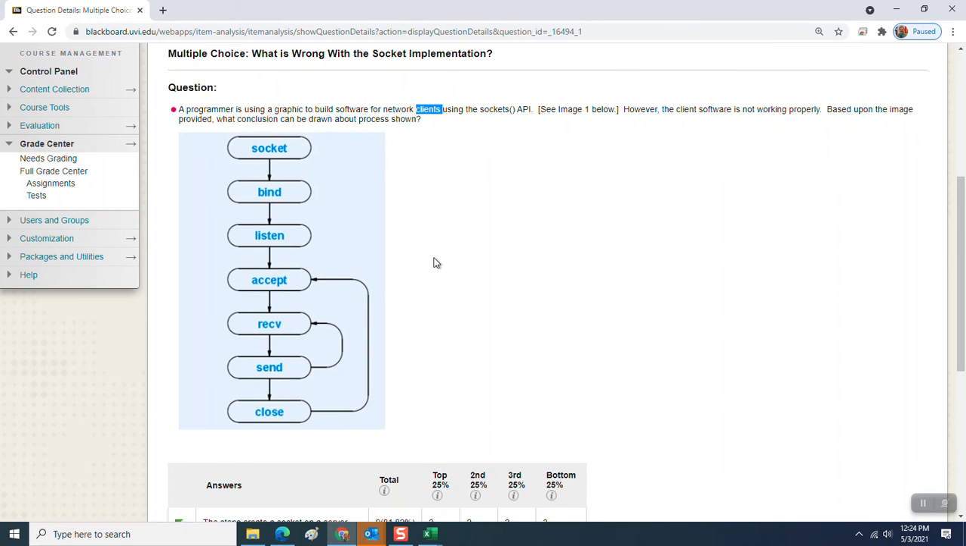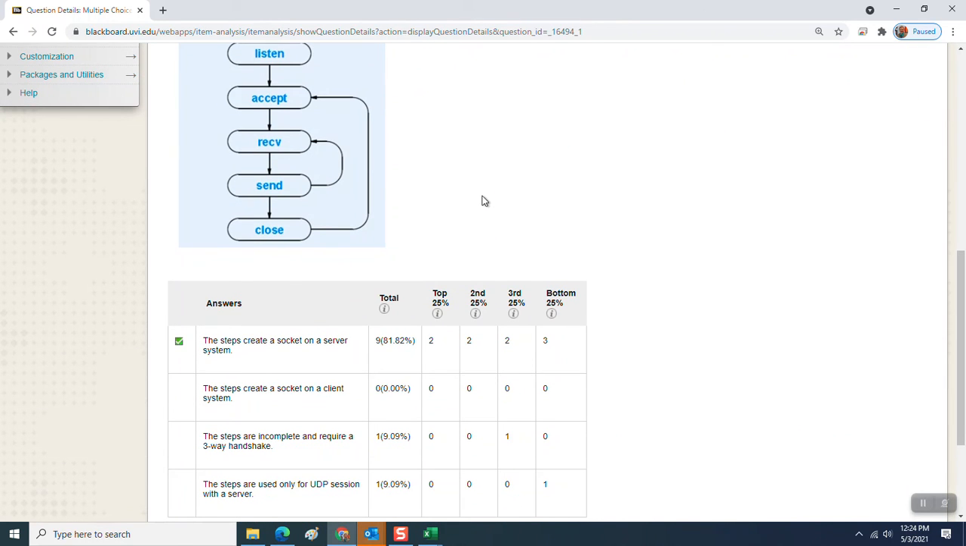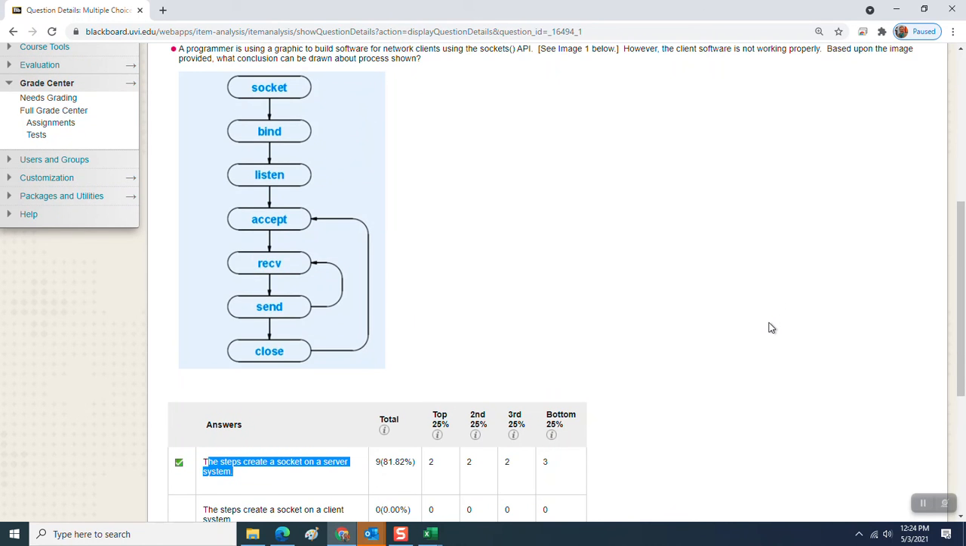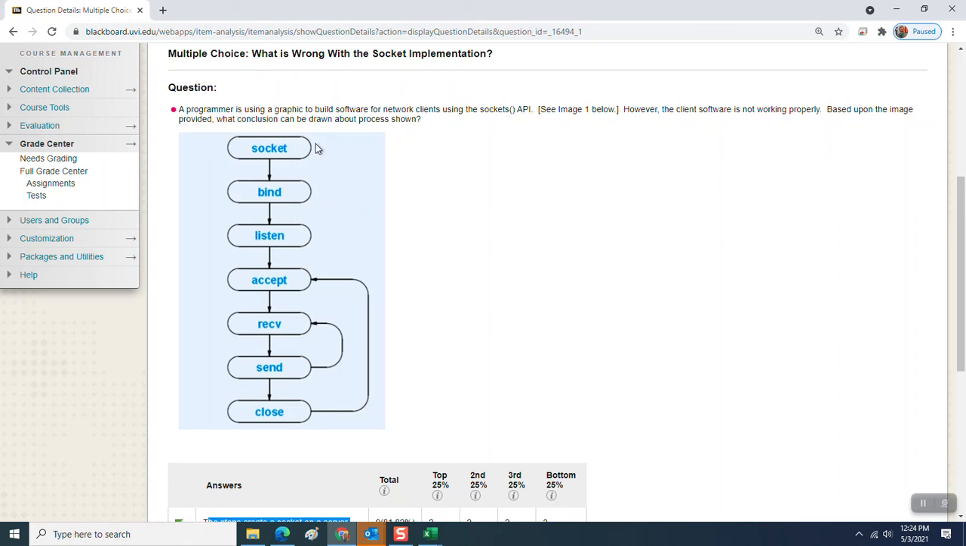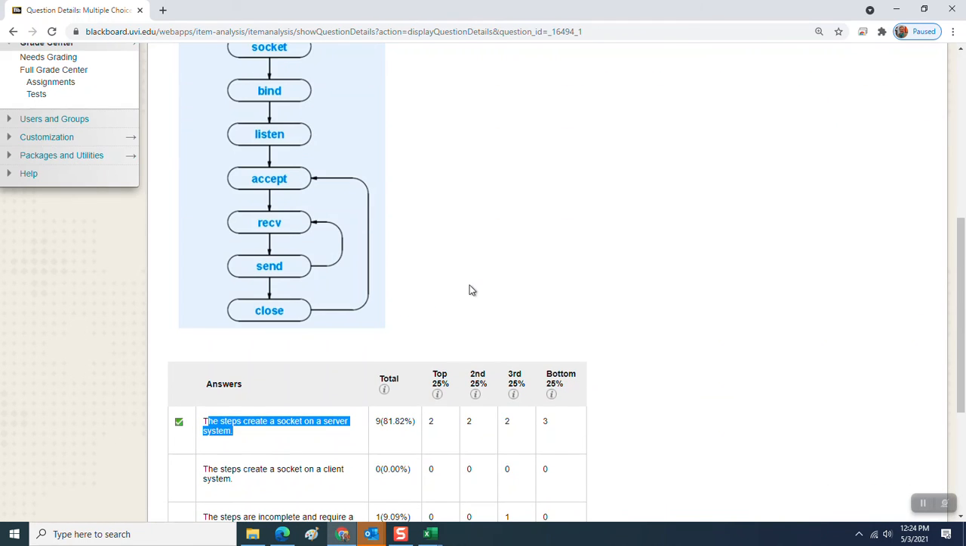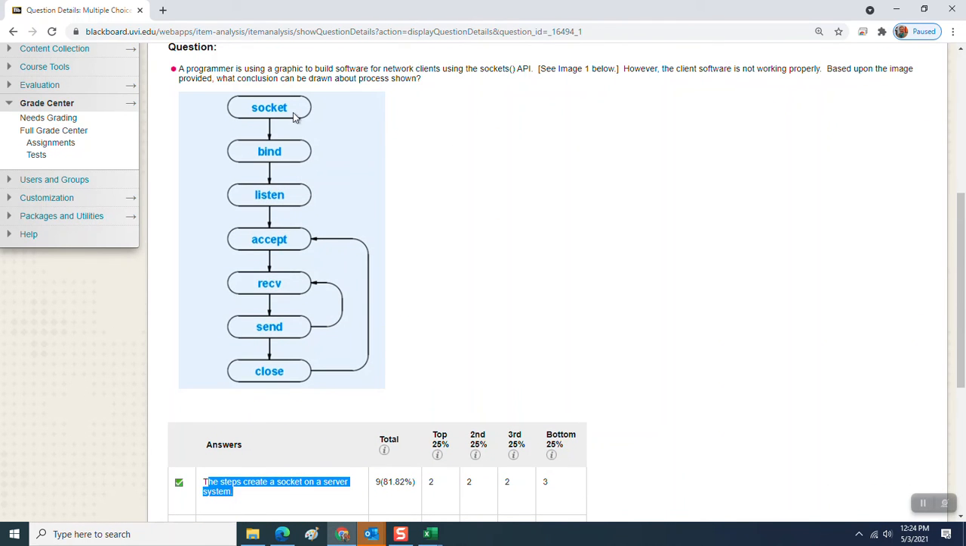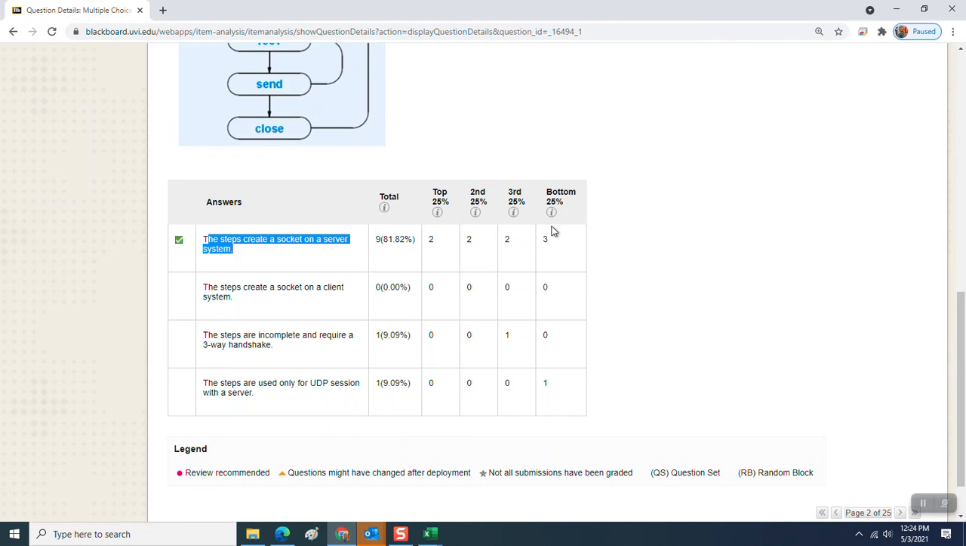Well, part of the issue here is that we're talking about the client side, not the server side. So the steps that you're seeing here have to do with how a socket is created on a server, not on a client. In other words, the programmer is using the wrong graphic. They have to be using the shorter graphic on the client side to build the socket. It's not as many steps on the client, so they're doing too much. They're not creating a socket to bind and listen on the client. That's done on the server side. That's why it's not working.